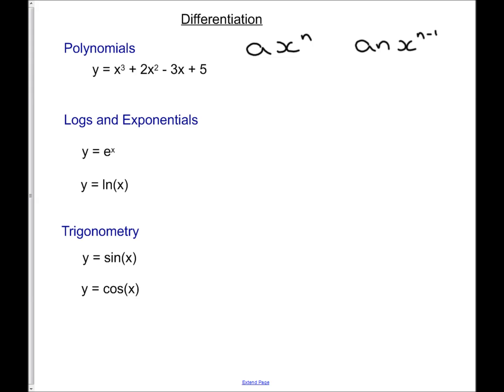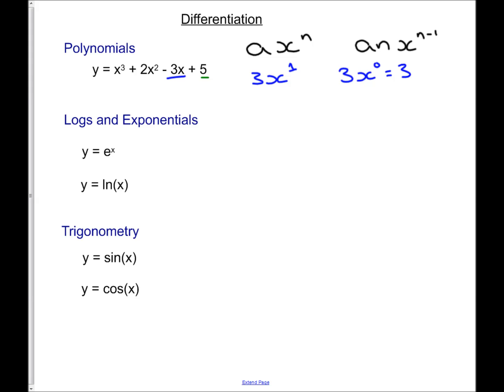The key thing to remember for this is if I have just 3x, that's really 3x to the power 1, so when I times by my power I'm going to get 3, because 1 times 3 is 3, and then I take 1 off the power and I get x to the power 0, and anything to the power 0 is just 1, so this just becomes 3.